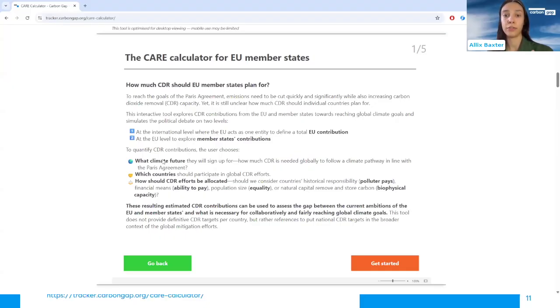And with the calculator, we're looking at three main questions. So what type of climate future are we signing up for? And for this, we have the context of the different climate pathways and how much CDR is needed for each of those pathways. Secondly, which countries should be participating in these efforts? Should all countries be participating, or should just a smaller selection of more developed countries be participating, for example? And then finally, how should we distribute these efforts? How should this be allocated globally and also to the member states? And what criteria are important to consider for that conversation? So let's get started.